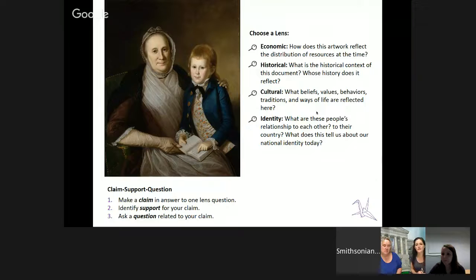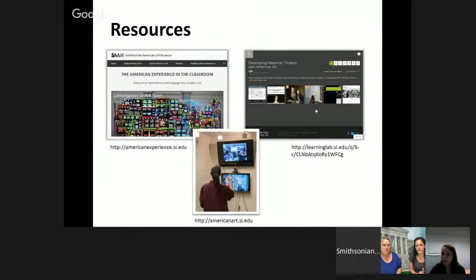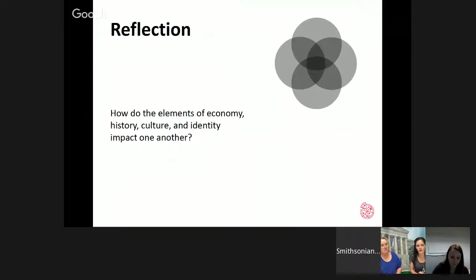So for those of you who are thinking together and sharing all of this feedback, I'd love to move forward to the reflection slide. This is just to give a next step for you if you decided to use a claim support question like this one, to think about how all of these various parts impact one another. It's too easy to talk about an artwork as only being a document of culture or only as a document of the economic status of the sitters.